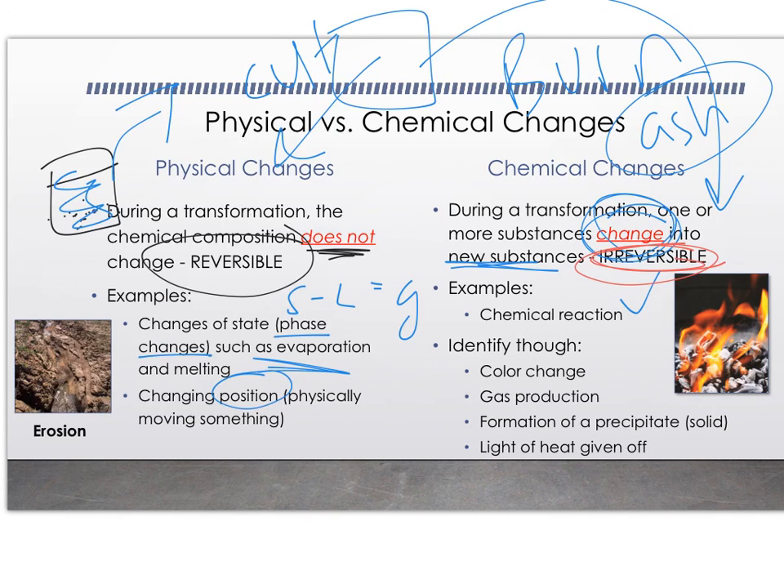So then how do you know whether you've had a chemical change or not? Well, if you see color changes, anything like gas being produced, or you see the formation of a precipitate, that means a solid is coming out of a liquid or the reaction of liquids together, or if you see light or heat given off. All of these are indications of a chemical change happening in front of you.